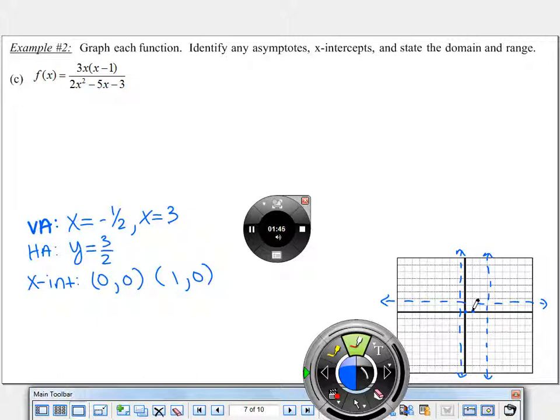Stop distracting people. All right, so we talked about how the vertical asymptote splits up the graph.